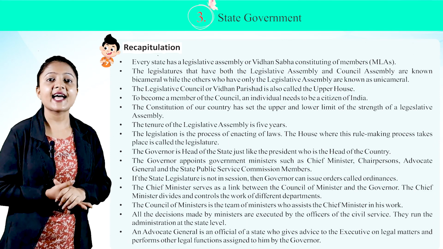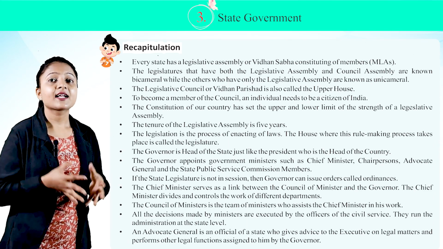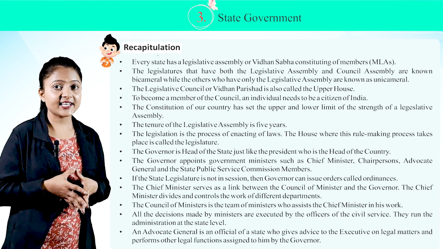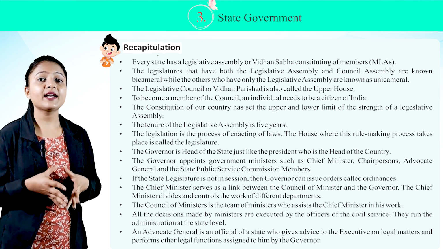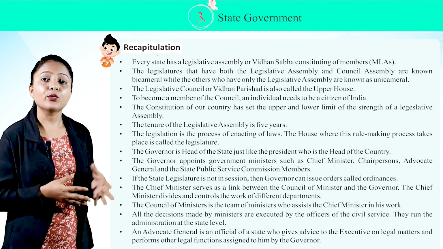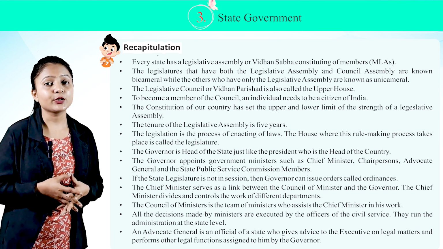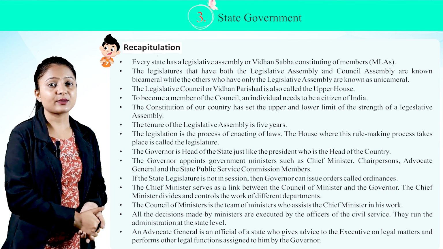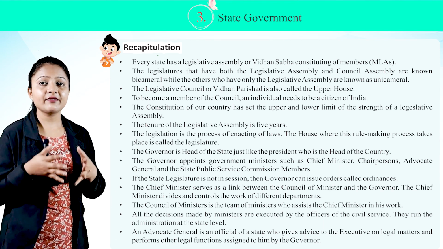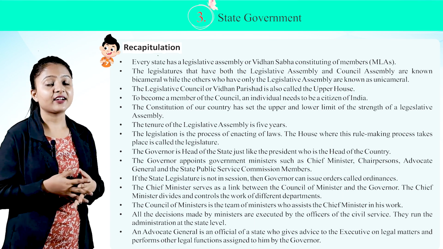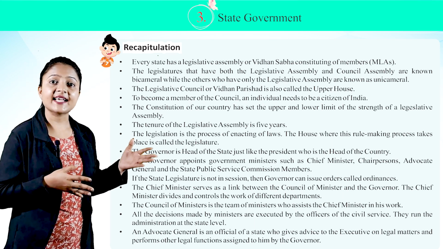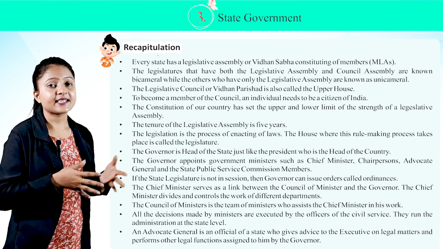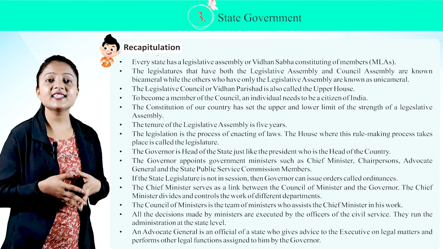Recapitulation. Every state has a legislative assembly or Vidhan Sabha constituting of members called MLAs. The legislatures that have both the legislative assembly and council assembly are known as bicameral, while the others that have only the legislative assembly are known as unicameral. The legislative council or Vidhan Parishad is also called the upper house. To become a member of the council, an individual needs to be a citizen of India. The constitution of our country has set up the upper and lower limit of the strength of a legislative assembly. The tenure of the legislative assembly is 5 years.